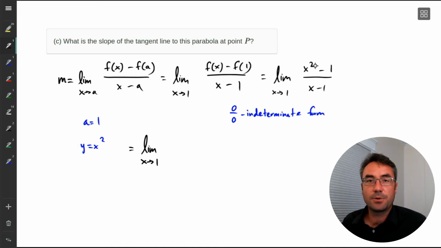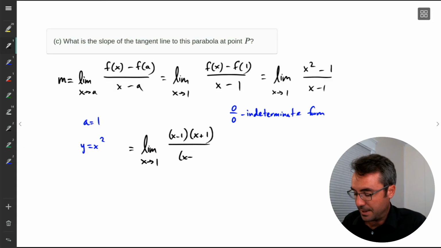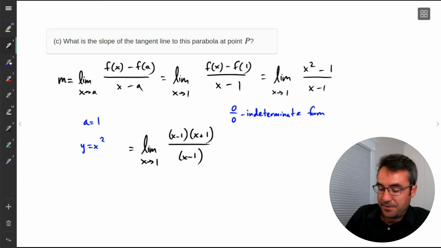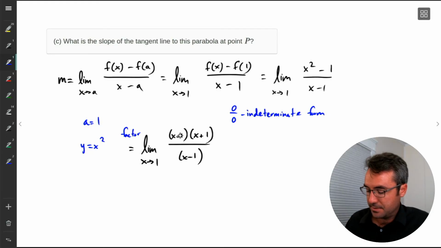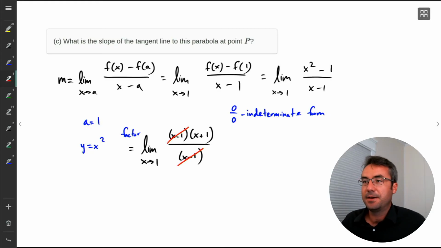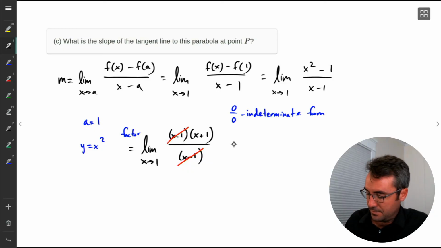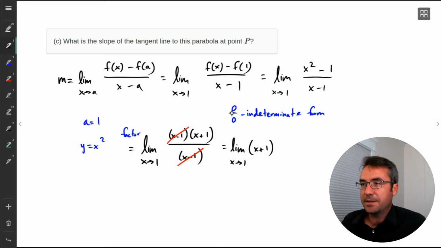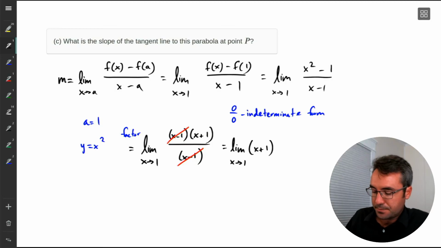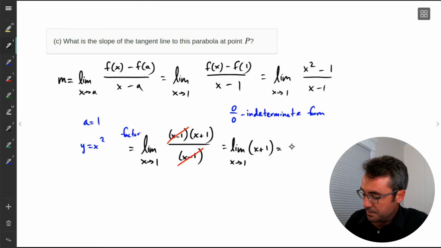So let's try to factor this numerator, and it factors very nicely. It factors into x minus 1 times x plus 1, and then we have x minus 1 in the denominator there. Now that it's factored, we see that the x minus 1 pieces show up on both the top and the bottom, so we can cancel them off. And as soon as we do our canceling, the canceling normally gets rid of the 0 over 0 form. So once we cancel, we're ready to plug in. To evaluate this, we just plug in and we get 2. 1 plus 1 is 2.